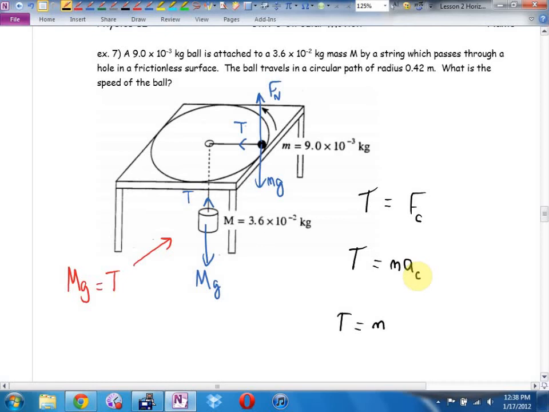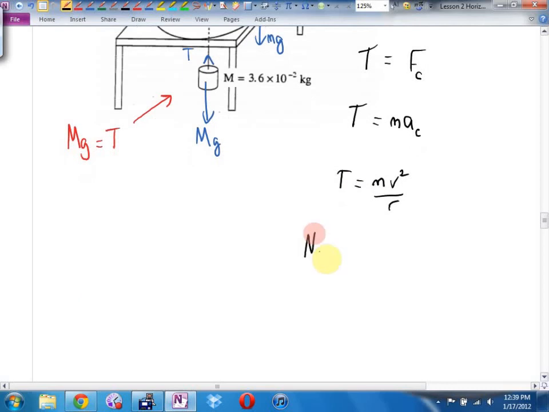Do I know R? Check. Do I know little m? Check. Do I know the tension? What's the tension the same as? Oh, let's rewrite this equation then one more time. Big M G equals little m V squared over R. And now let's get the V by itself. What would I do with the R to move it over to this side? And what would I do with little m to move it over? And then how would I get rid of a squared? So if I hear you, I think you're saying this: V equals the square root of big M, little g times R, divided by little m.